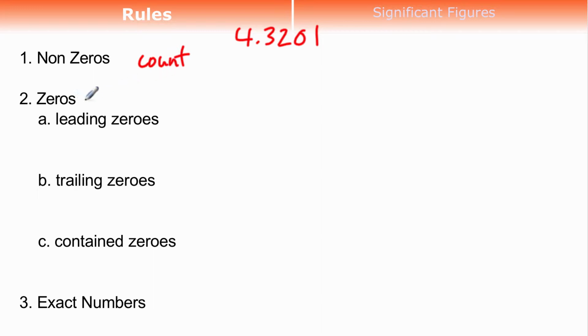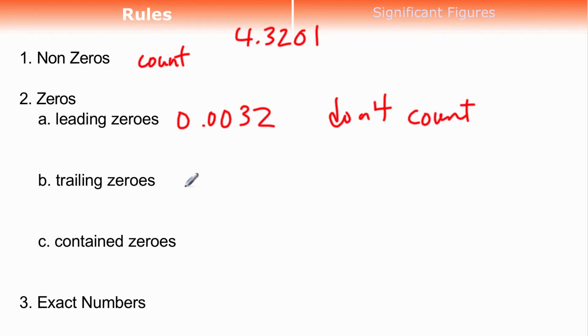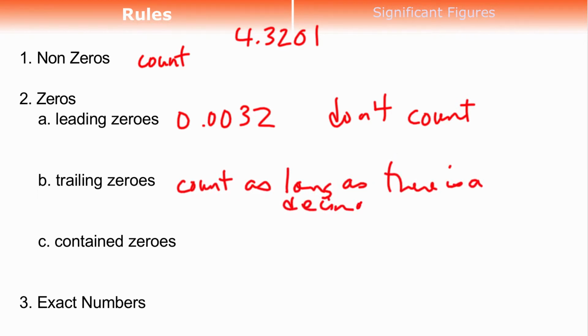Now if you have zeros, it depends on where the zeros are. If the zeros are out front of a number, like 0.0032, these zeros out front don't count. Any leading zeros don't count, because really they're just holding a place value. I could rewrite that number in scientific notation and those zeros wouldn't even be there. Trailing zeros, however, count as long as there is a decimal place somewhere in the number. Like 4.30, this 0, since it's trailing and since there's a decimal there, will count as a significant digit as precision for my number.